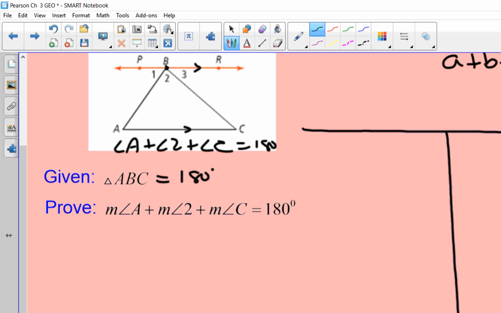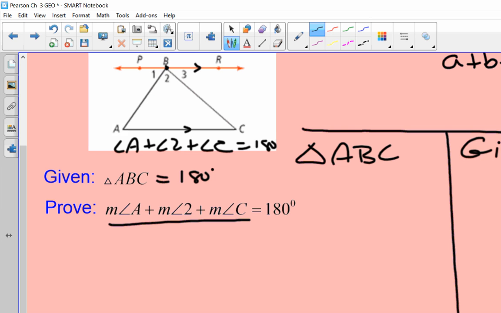So in my first step, triangle ABC is given. And what I need to prove is that angle 1 plus angle A plus angle 2 plus angle C equals 180. Now, I know there's a theorem that says that, but I have to prove it. So now we have to start here, and think of something that can really say that this is that.